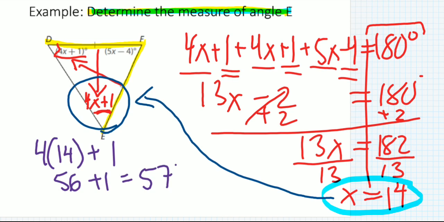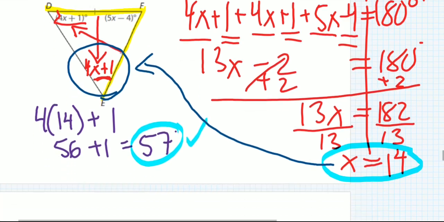So there you go. Okay? Sorry, that just looked wrong, but whatever. Okay, so now the final answer is 57 degrees. This is the final answer, okay? Not x is equal to 14, so just be very careful.